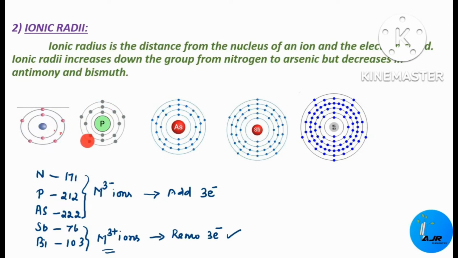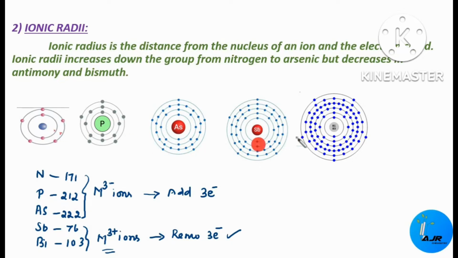The same thing happens here also. More electrons will be added to the valence shell, but the nuclear charge remains the same. So automatically it cannot pull the valence electrons towards itself. So the distance between the nucleus and the outermost electrons will be higher. That's why the ionic radii is increasing in these three.